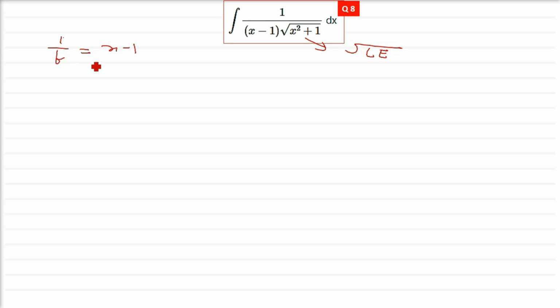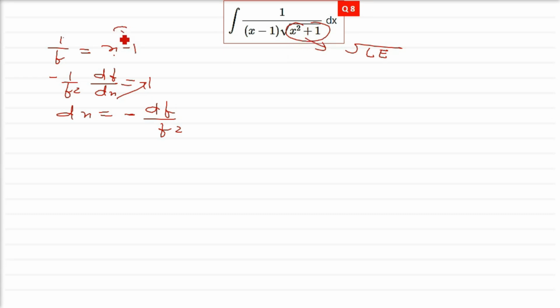So here we'll put x minus 1 as 1 by t. It's a different thing, but you will realize why this x minus 1 has to be equated to 1 by t. When you differentiate it, it will be negative 1 by t square dt by dx equals 1. So if you want a replacement for dx, it will be replaced by negative dt by t square. So this expression, x square plus 1, also you need. x from here will be what? 1 by t plus 1. So you can write x as 1 by t plus 1. Now square it and add a 1.